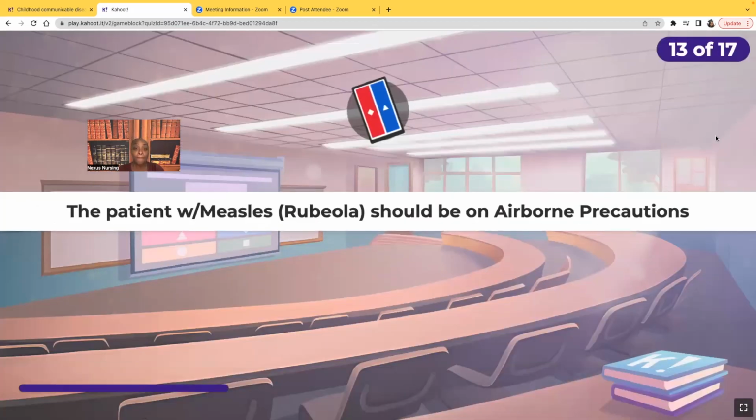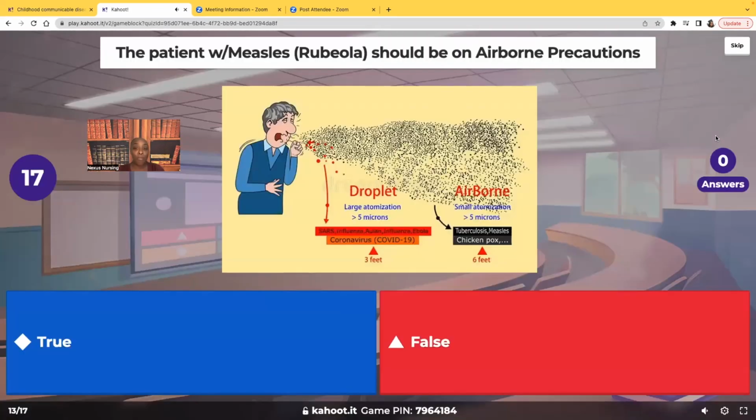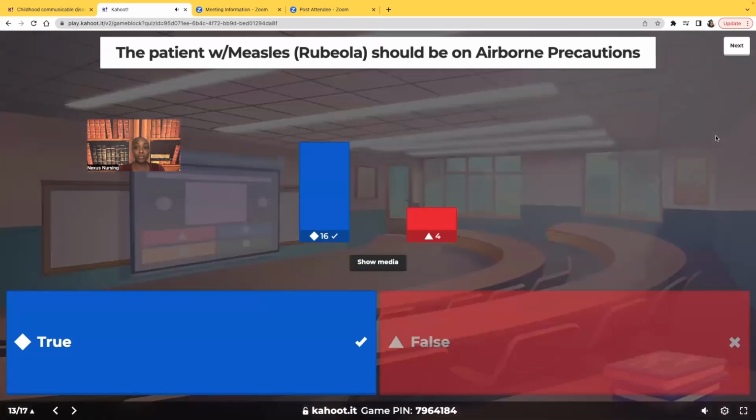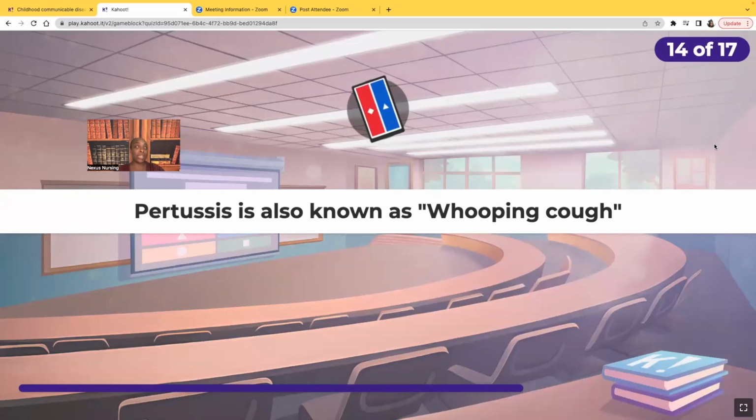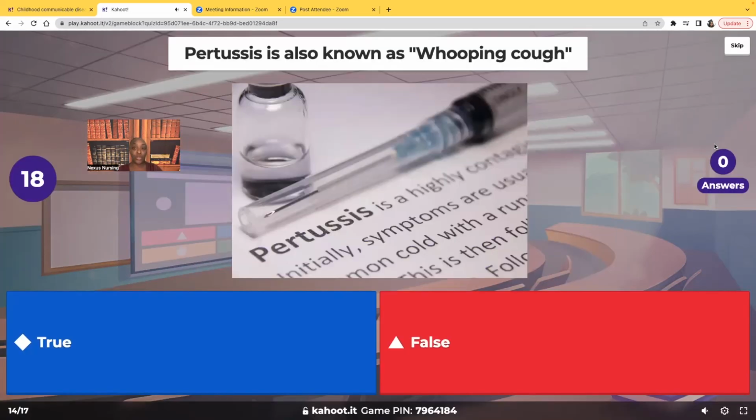True or false? Patients with measles, also known as rubeola, should be on airborne precautions. Is that true or is that false? True. They're going to be on airborne precautions. Very good. True or false? Pertussis is also known as whooping cough. Is that true or is that false?